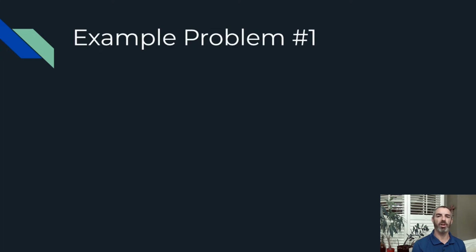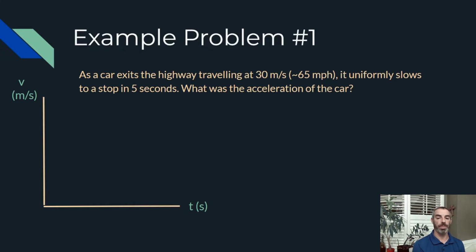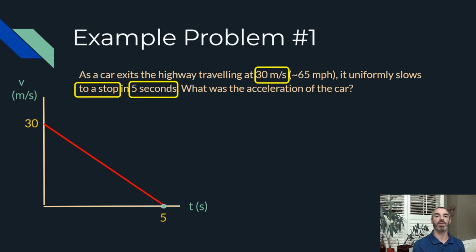So let's use a velocity time graph to solve the same 3 questions we used in the previous video. So we have the same car exiting the highway at 35 miles per hour, 30 meters per second, and it comes to a stop in 5 seconds. We want to know the acceleration. Well, we're going to draw our velocity time graph. And our velocity time graph is showing that the car is slowing to a stop. So it shows us a negatively sloped line.